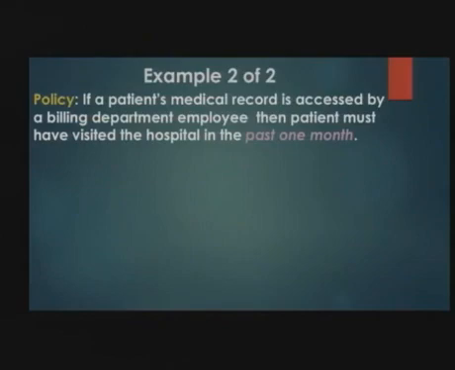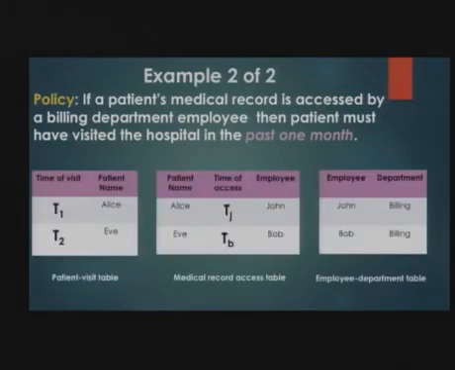The second example says that if a patient's medical record is accessed by a billing department employee, it means that a patient might have visited the facilities in the past 1 month. In this case, we'll have these relevant tables in the audit log. One table would keep the patient visit situations, where it says Alice visited at time T1, Eve visited at time T2, and the medical record access time, which says that Alice's record was accessed by John at time TJ. And there is this other relevant table, the employee department table, which says John's department is billing.